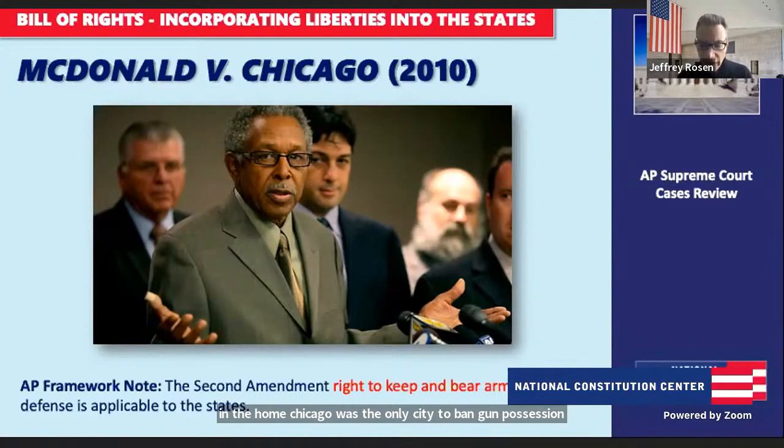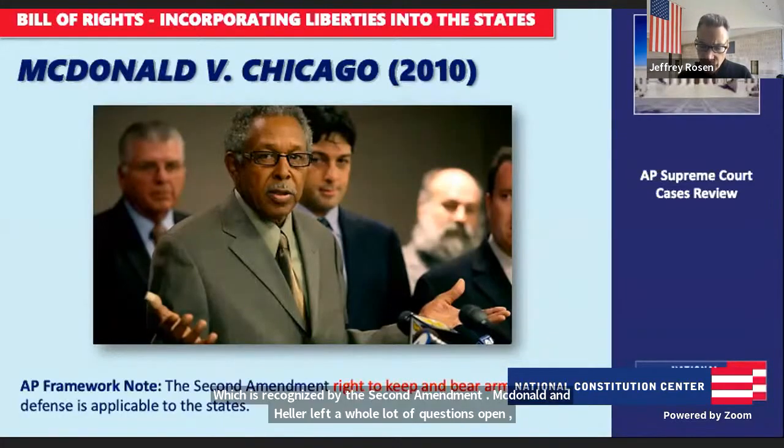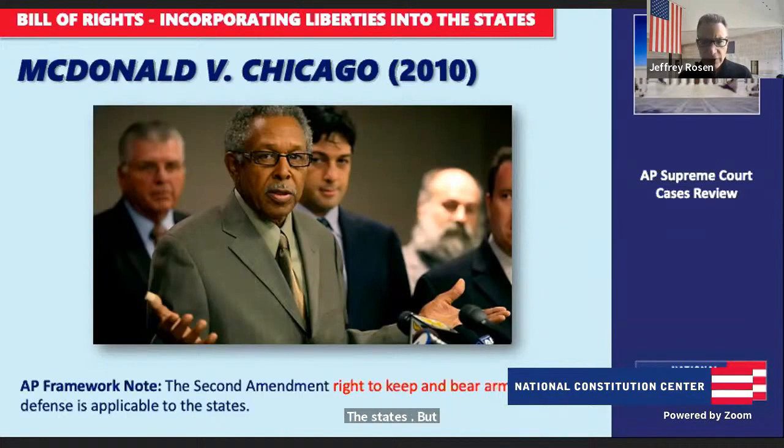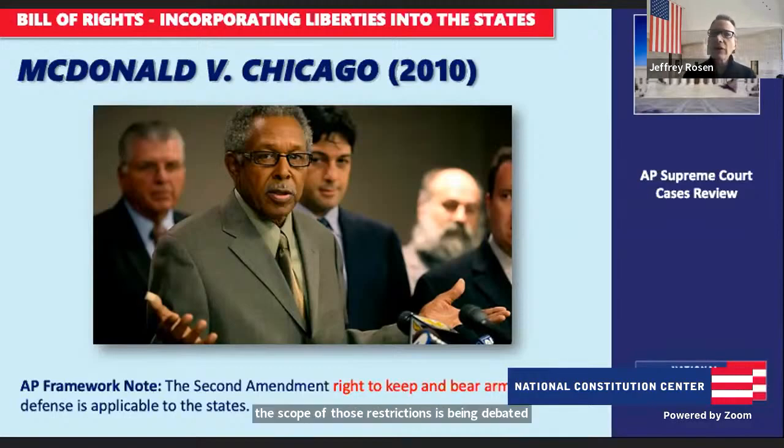McDonald and Heller left a whole lot of questions open, including what kind of reasonable restrictions are permissible. The court went out of its way to say that many reasonable restrictions are permissible, including restrictions on guns in and around schools when passed by the states. But the scope of those restrictions is being debated now by the court, and all you have to know for McDonald is that it says that states cannot ban gun possession in the home because the Second Amendment is an individual right.